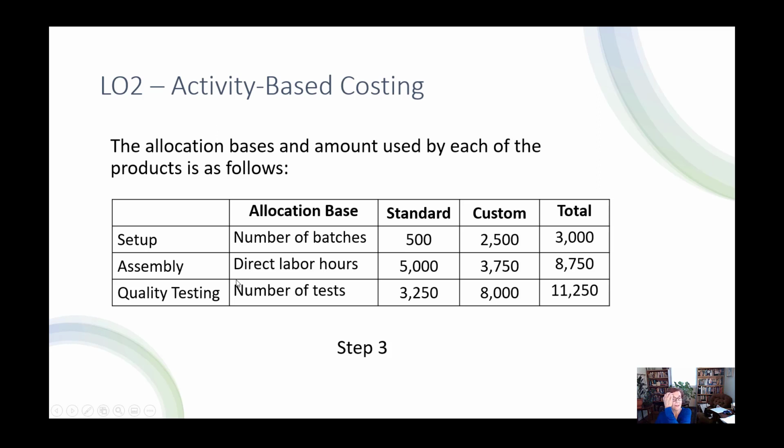Assembly is driven by the number of direct labor hours, and here are the labor hours used, which we had from before. And finally, quality testing is based upon the number of tests, and here are the number of tests done for each of the products. Here are the totals, and these are the numbers that we're going to use to calculate our allocation rate. So we need these in order to do some allocation later, but to calculate the rates, we use the totals of all of the different products.